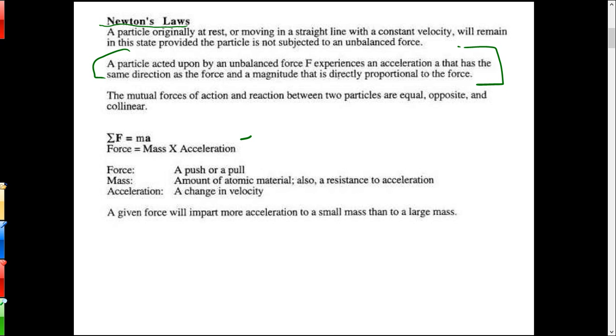So we turn that into an equation, F equals ma, which means force is mass times acceleration. Force is how hard you push or pull. Mass is the amount of atomic material in the object. And acceleration is a change in velocity.